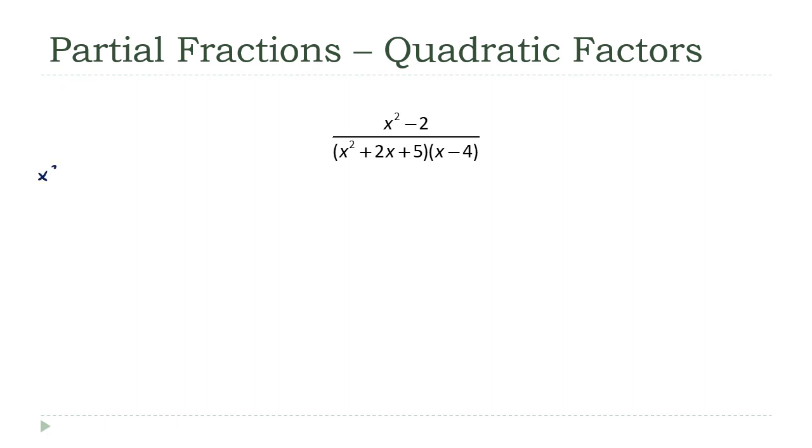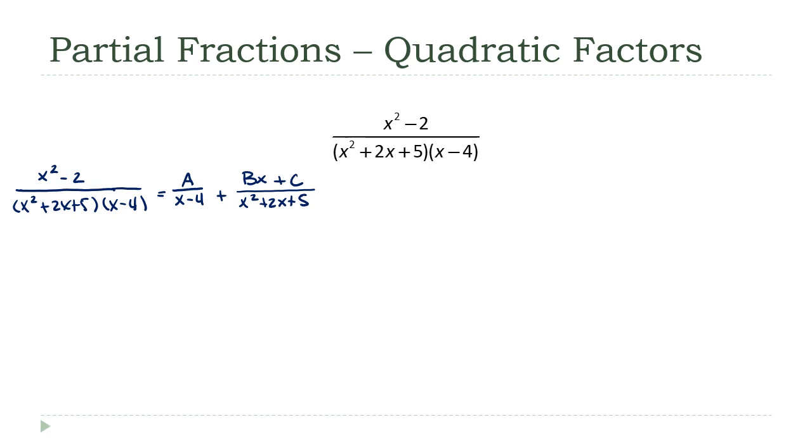I'm going to start off just writing out the expression here: x squared plus 2x plus 5, x minus 4. Okay, we're going to handle the linear factor exactly the same as we did before. That's going to get an a over x minus 4 term. Now, it's the quadratic factor that we're going to handle just a little differently. That's also going to get a term up here in the numerator, obviously, but it's going to be a linear factor, not a constant one. So it's going to be bx plus c. And that really is the only change.